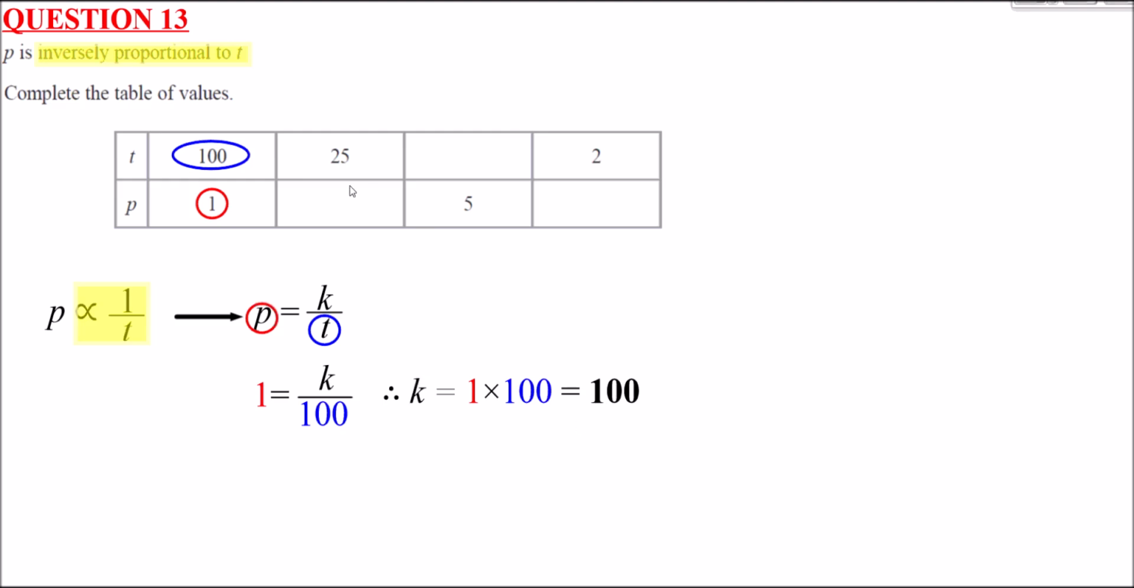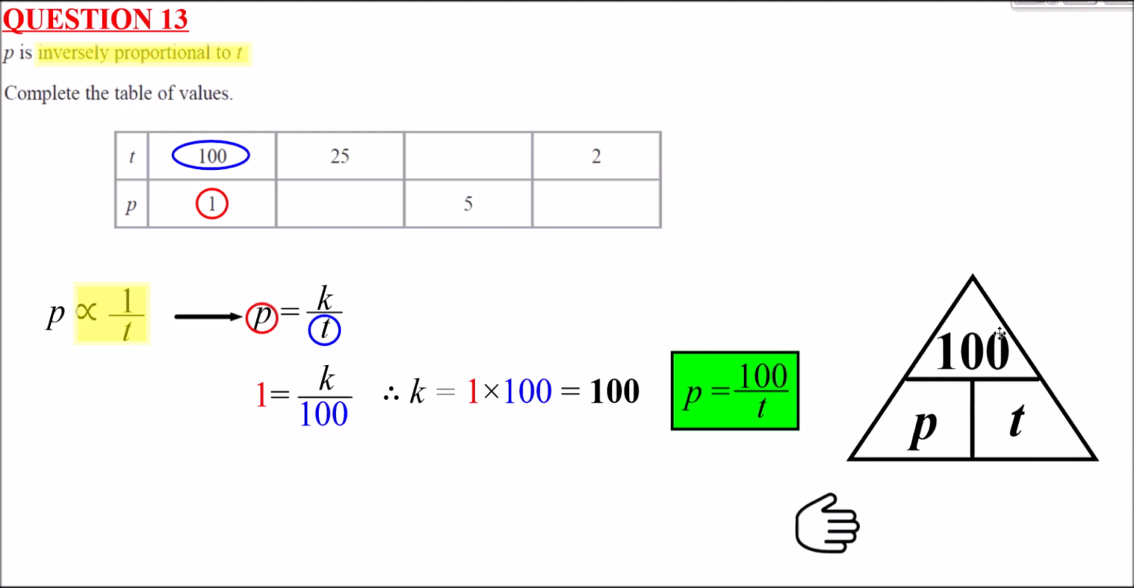Knowing this, we can then work out the missing values in the table, because we've now essentially got a full equation for what p is. So p equals 100 divided by t. Using this equation, or using a magic triangle, which I've got here for you as well, we can work out p or t as long as we know the other one. All we need to remember is to cover up the value which we're trying to find out.